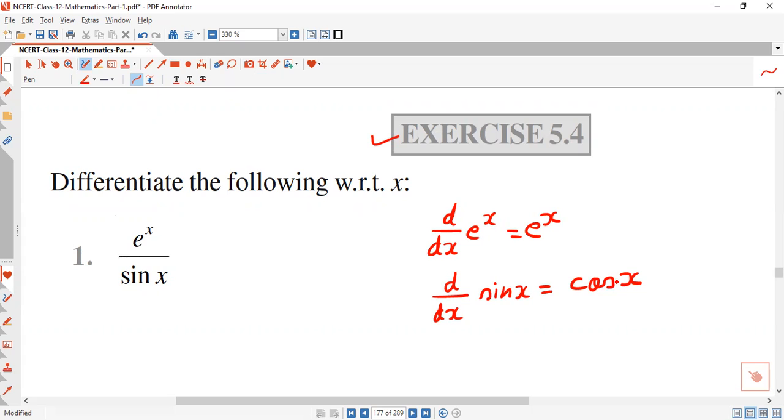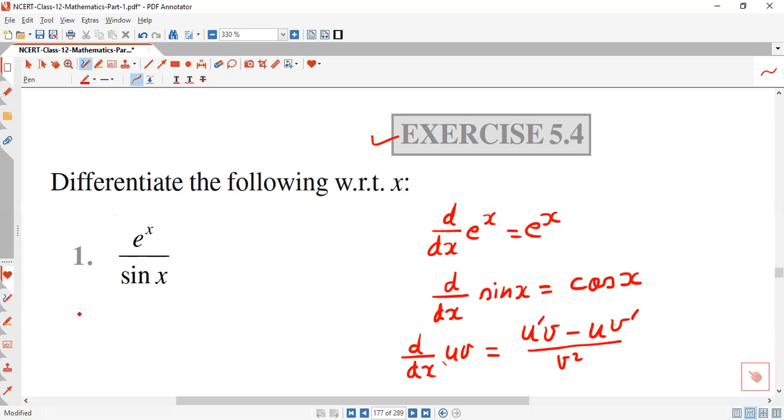So what I'm saying is that here there is a quotient form. There's a numerator function, this is a rational function, u by v. So we apply the u by v formula of differentiation. dy/dx of u/v will be equal to (u'v minus uv') divided by v square. So here e^x is u and sin x is v.